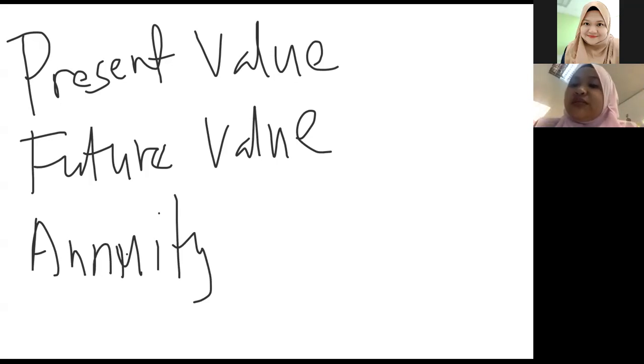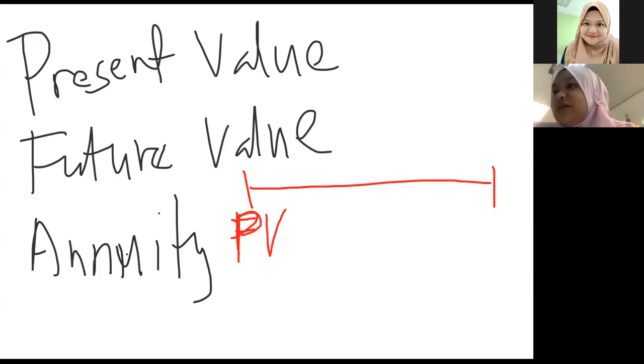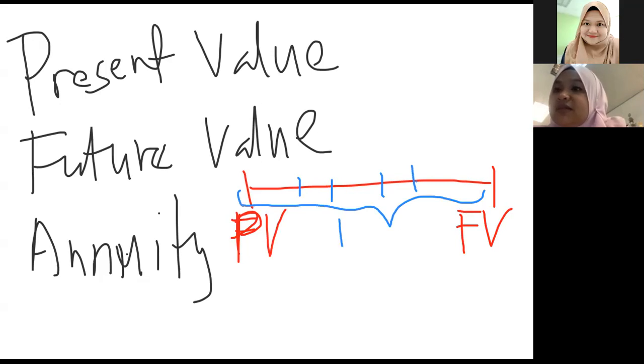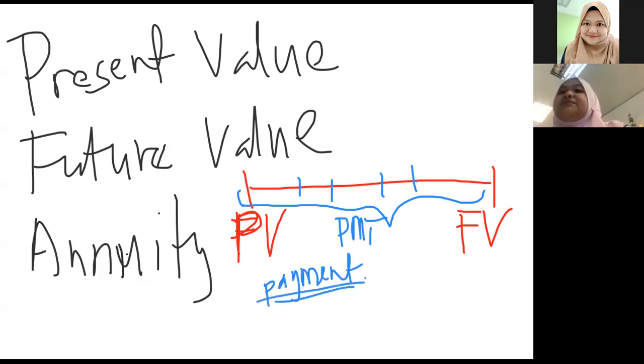Okay, so I draw you a timeline. When I draw the timeline, the present value is referring to today's value, and future value is referring to tomorrow's value. It depends on the years, how many years. In the middle of the timeline, there are payments that happen. This we call a series of payments. So when there is a series of payments, we call it annuity.